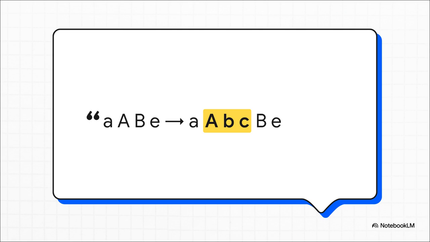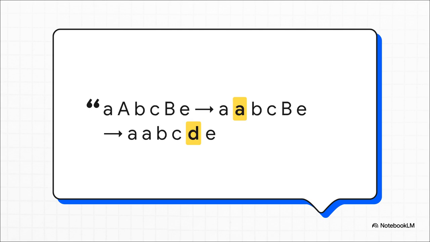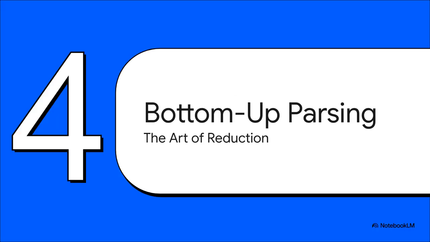And just like that, our string gets even closer to the target. And it just keeps doing that. What's the next leftmost thing to expand? It's that A, which it replaces with a lowercase a. And the last piece of the puzzle? That B becomes a D. And boom, it has perfectly built the target string from the top all the way down. The syntax is valid. Okay, now let's completely flip the script.